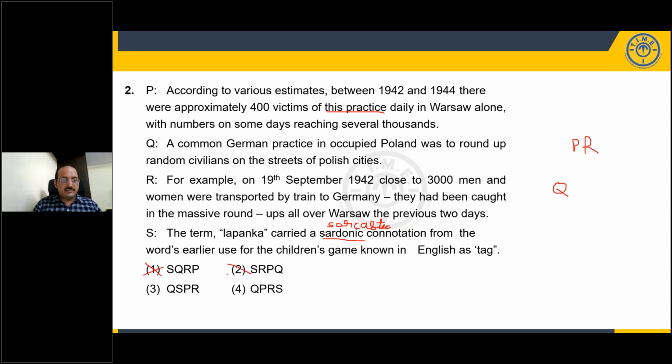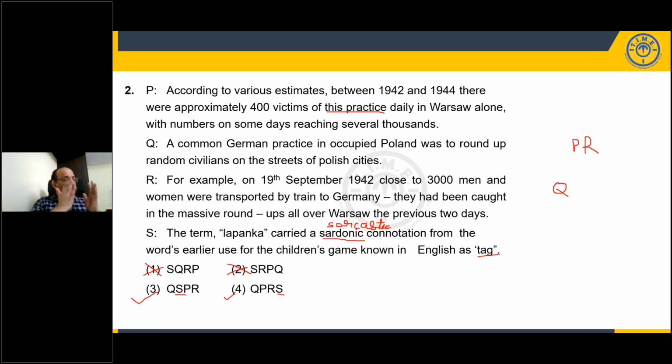And also what's clear is P and R are coming together. So option 3 says QSPR, option 4 says QPRS. So what I need to now figure out is the position of S. So can S come after Q, or does S come after R? Now S basically names this practice and tells me that it's basically an application of the word tag. Now, would I name it after the example of the practice, or would I name it before the example of the practice?